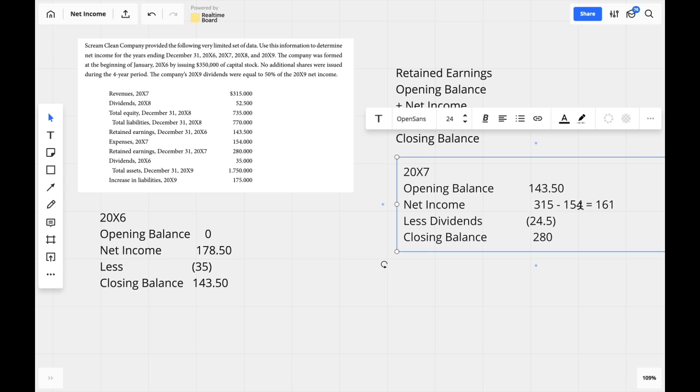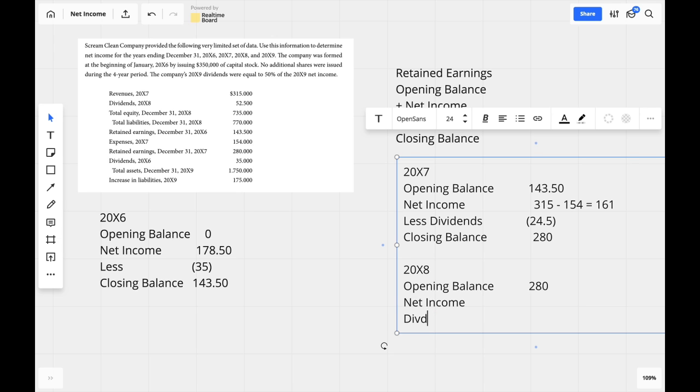So how do you work out that dividend? Now for 20x8, we have an opening balance of last year's closing balance of $280,000. We need to work out our net income and any dividends.